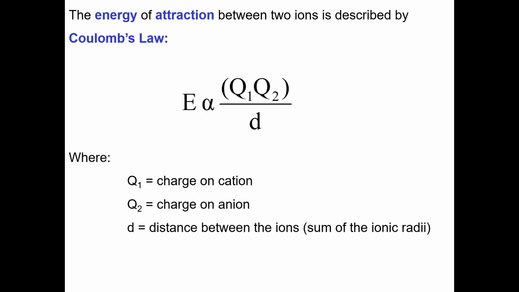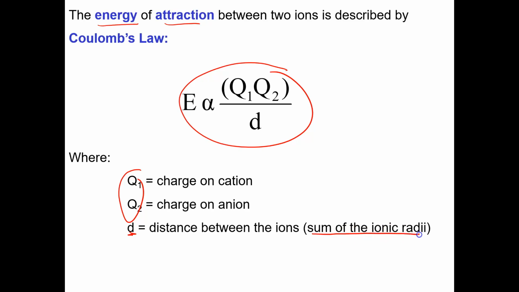Now, how strong is this attraction and how can we judge how strong it's going to be? Well, the energy of attraction between two ions is described by Coulomb's law, where Q1 and Q2 here represent the charges on the cation and the anion respectively, and the D represents the distance between the centers of the two ions, which is simply the sum of the ionic radii. So what we're really saying here is that highly charged ions form strong ionic bonds, and small ions form strong ionic bonds.